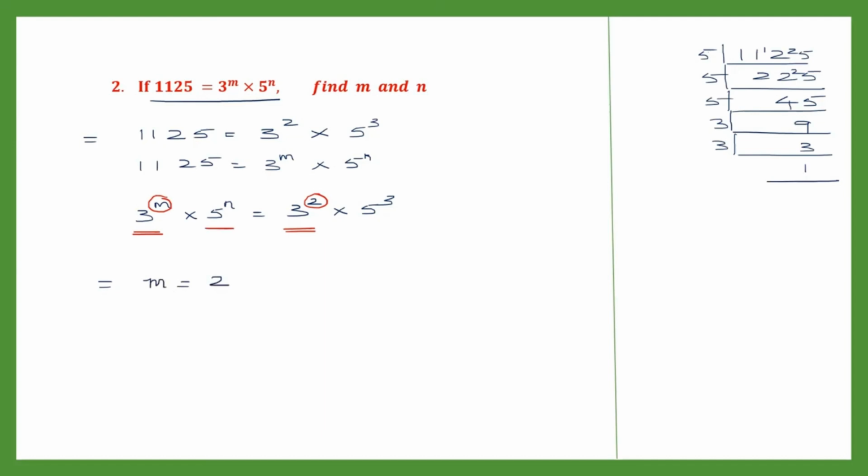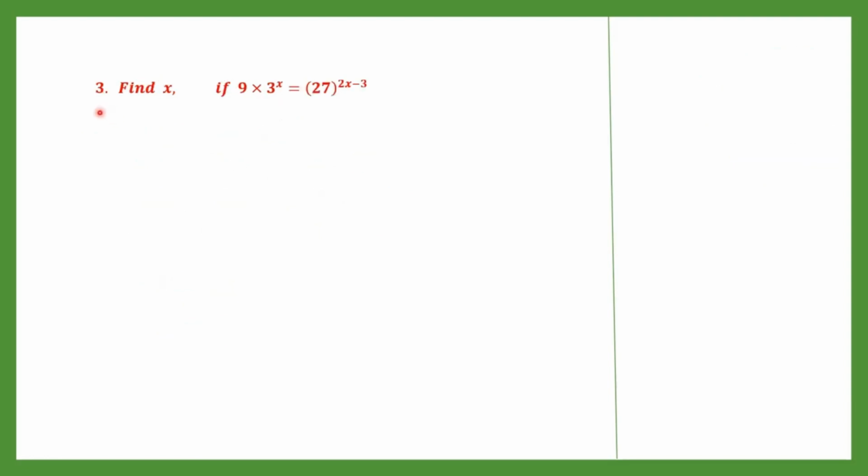Similarly, 5 raised to the power of n is equal to 5 raised to the power of 3. That means n is equal to 3. So let's write that n is equal to 3. So we have found the answers. m is equal to 2 and n is equal to 3. Question 3. Find x. If 9 into 3 raised to the power of x is equal to 27 raised to the power of 2x minus 3. Now first let's write down the question.